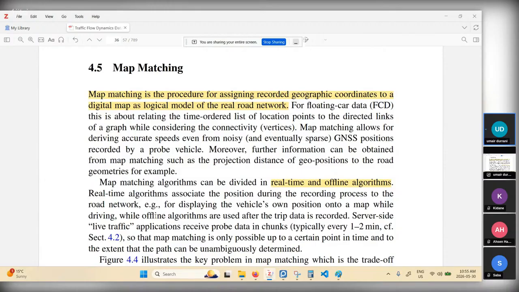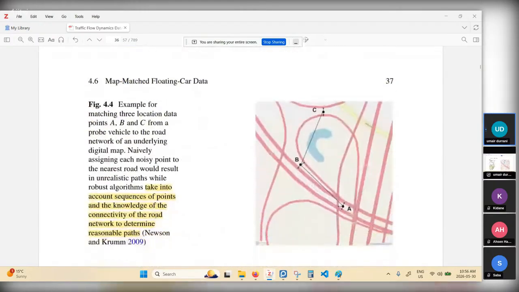Okay, so map matching is a challenge here. Map matching is the procedure for assigning recorded geographic coordinates to a digital map as a logical model of the real road network. What does that mean? Let's look at an example.